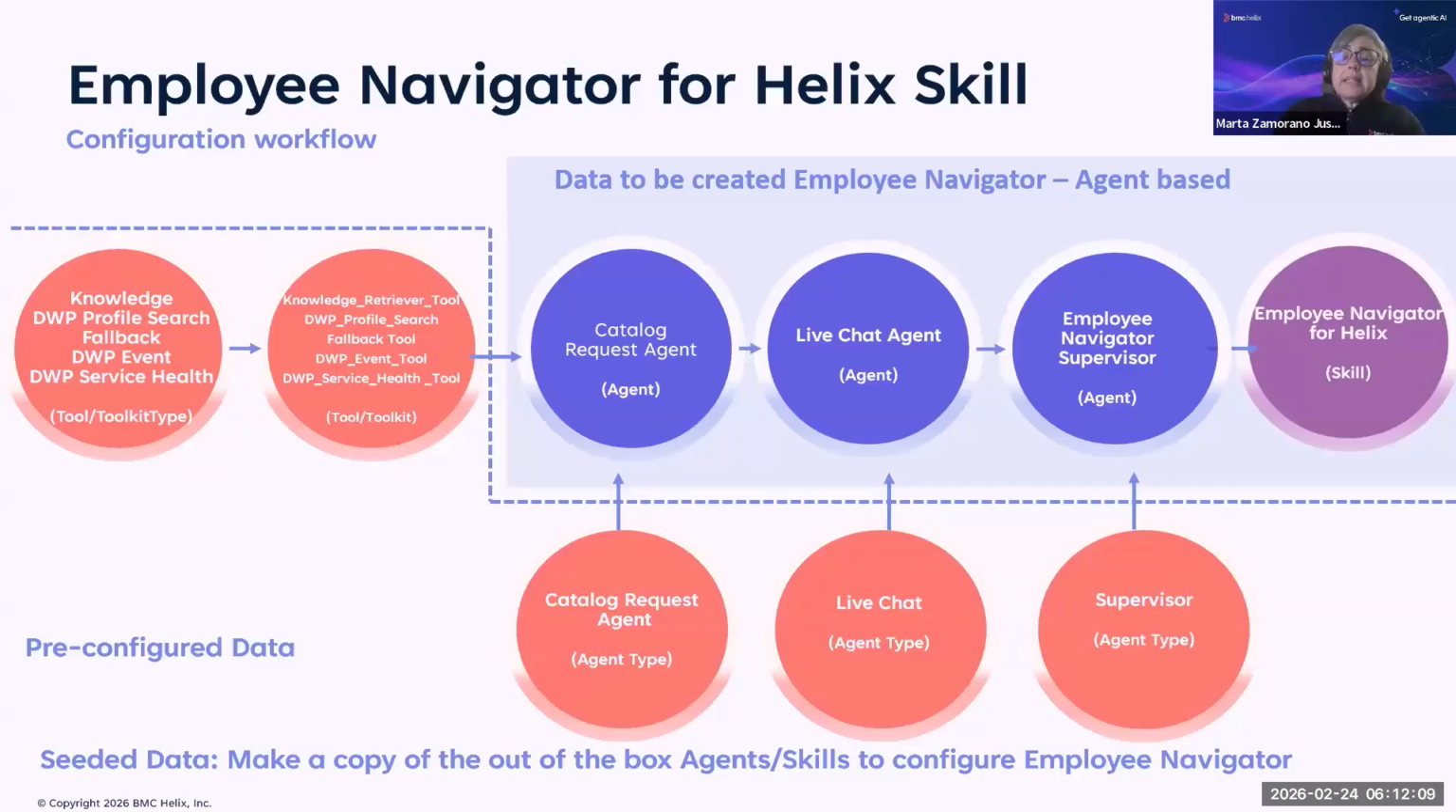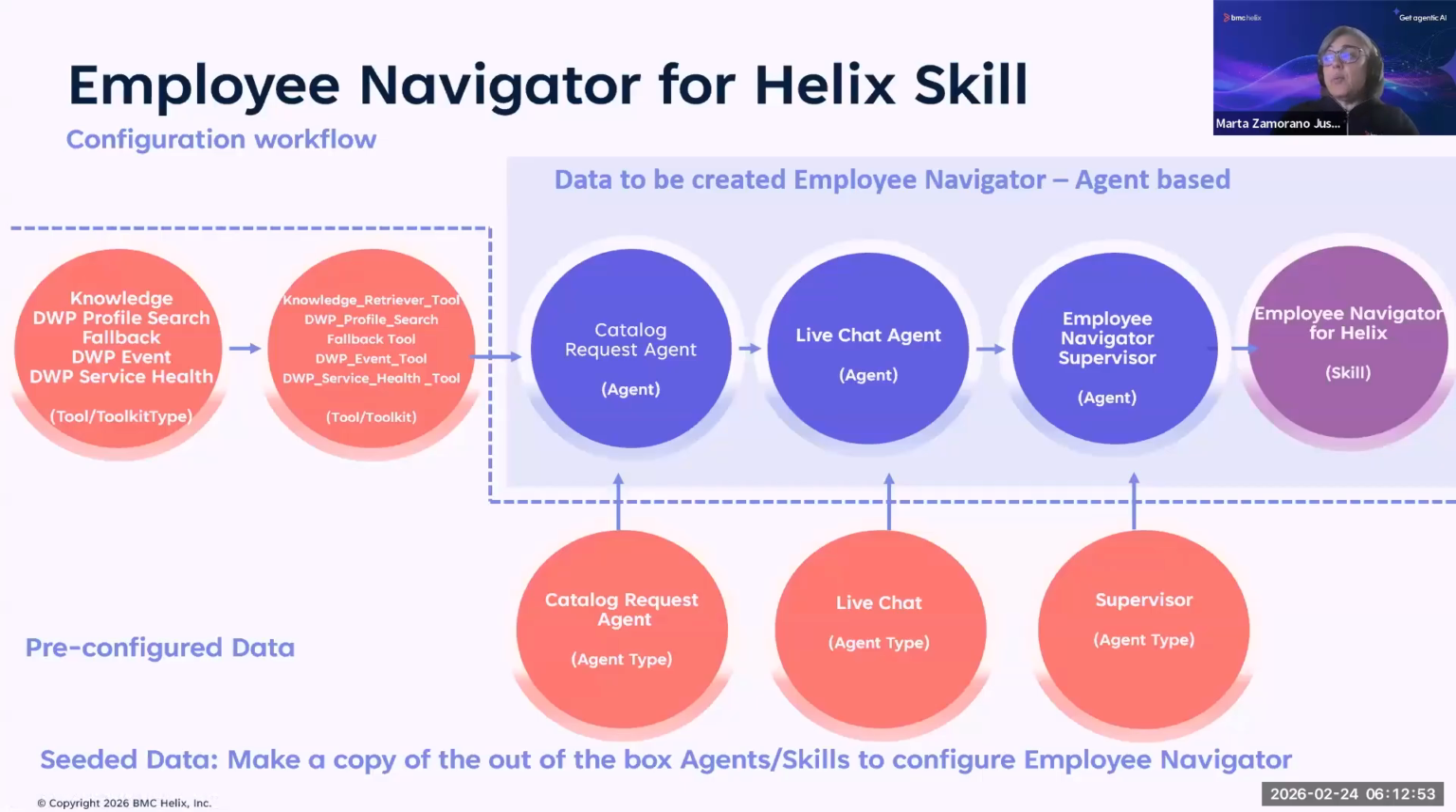So it is necessary to establish the technical connection to your Employee Navigator supervisor by selecting 5 different toolkit types. Then we have the toolkit type, and then the toolkit instance. The first one is the toolkit type. Then we create the toolkit instance, and we need 5 of them: knowledge retriever tool, Digital Workplace profile search, fallback tool, Digital Workplace event tool, and Digital Workplace service health tool. As I said, this is out of the box and we don't need to modify it. We only use that.